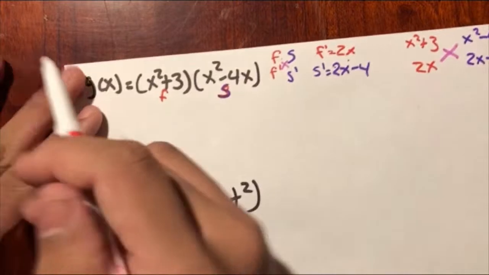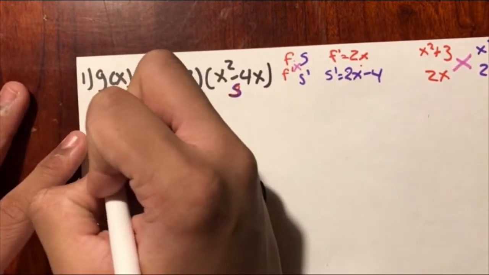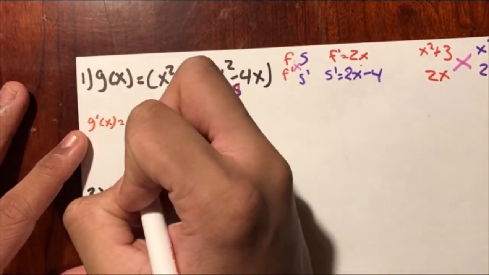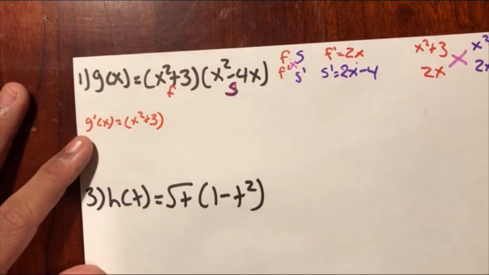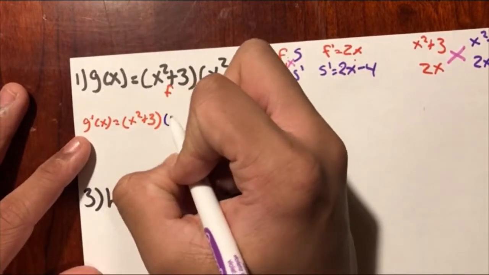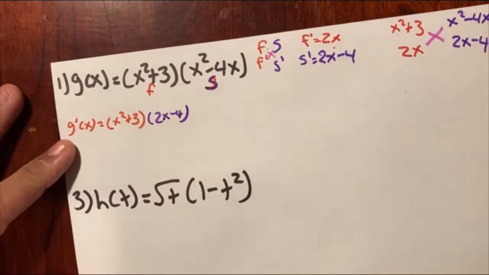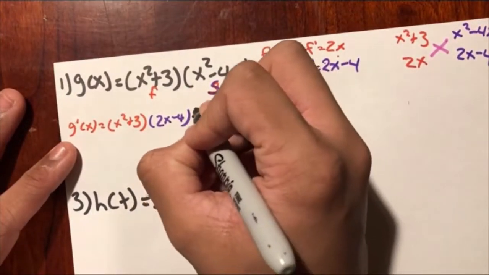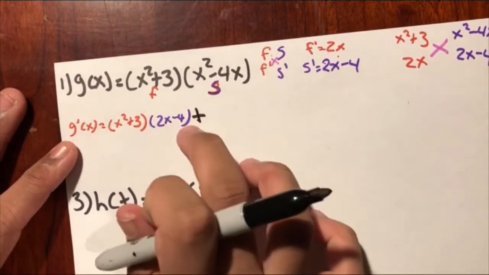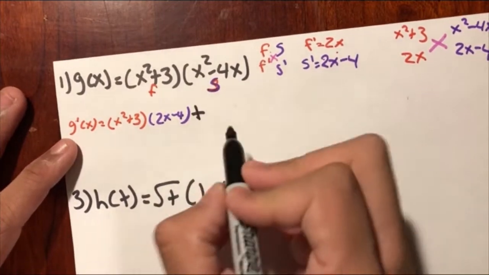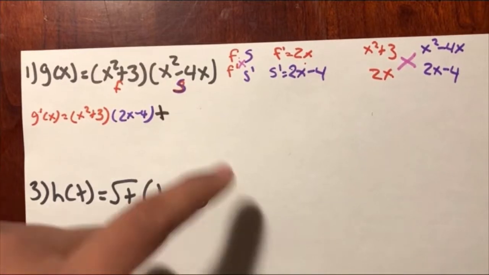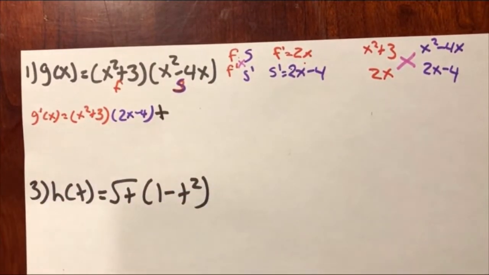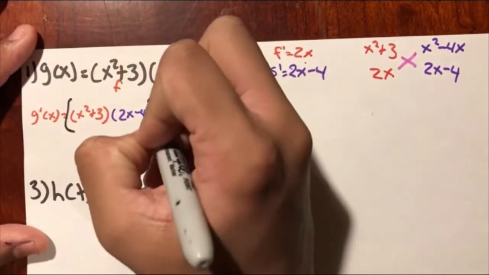Okay, so g prime of x is equal to x squared plus 3 times my derivative of s, which I found to be 2x minus 4. Make sure you add it, add it. That's key. You don't want to get it mixed up with quotient rule. I'll get to that. Plus, I'm going to parenthesize this.